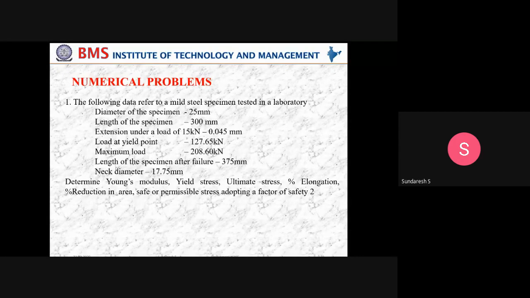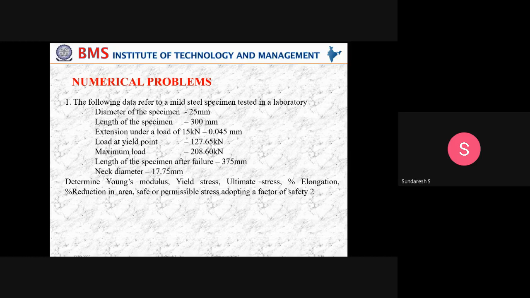So, Young's modulus. How do we define Young's modulus? It is the ratio of stress by strain. Am I right? Modulus of elasticity, or Young's modulus, is the ratio of stress by strain. Now, to calculate the value of E, we need to know the value of stress and strain. Let us take stress first. How to calculate stress? It is the load divided by the cross-sectional area. So stress sigma is equal to P by A.